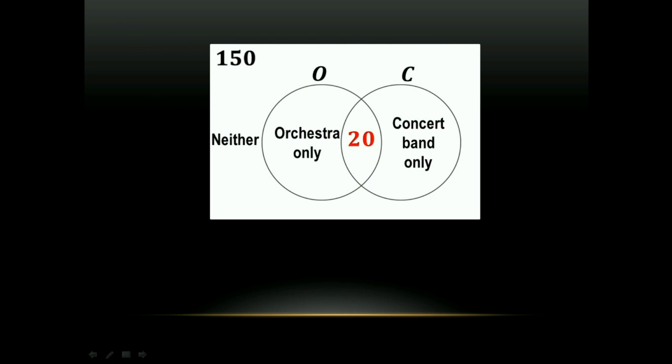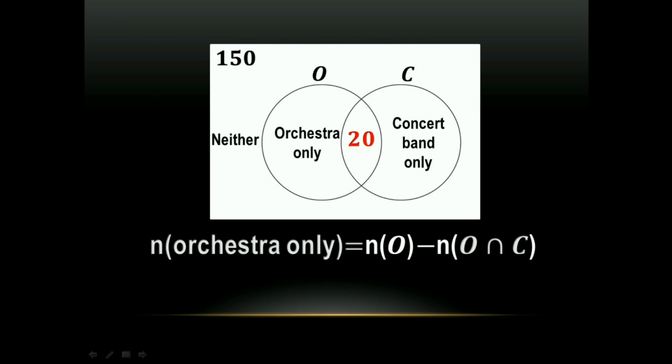Now the next thing to do is to find the orchestra only and concert band only. To get the orchestra only, we just have to subtract the intersection from the total number of elements in O. We know that n(O) is 45. Now we just have to subtract 20, so we get 25. Orchestra only should be 25.